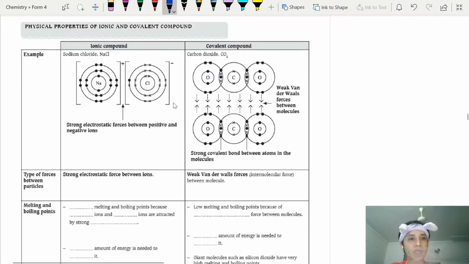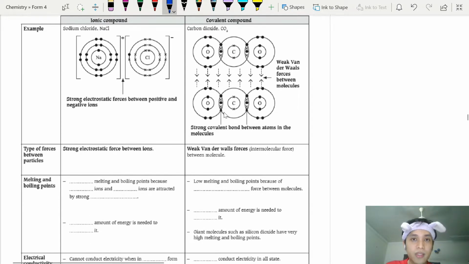Now this one is the physical properties, the differences in the physical properties of the two types of compound. Meaning if we say ionic compound and covalent compound, what are the differences in terms of, for example, their melting and boiling point? Which one will have a higher melting point, which one will have a lower melting point? Remember that melting point and boiling point will always depend on the type of your bond or the type of forces that you have.